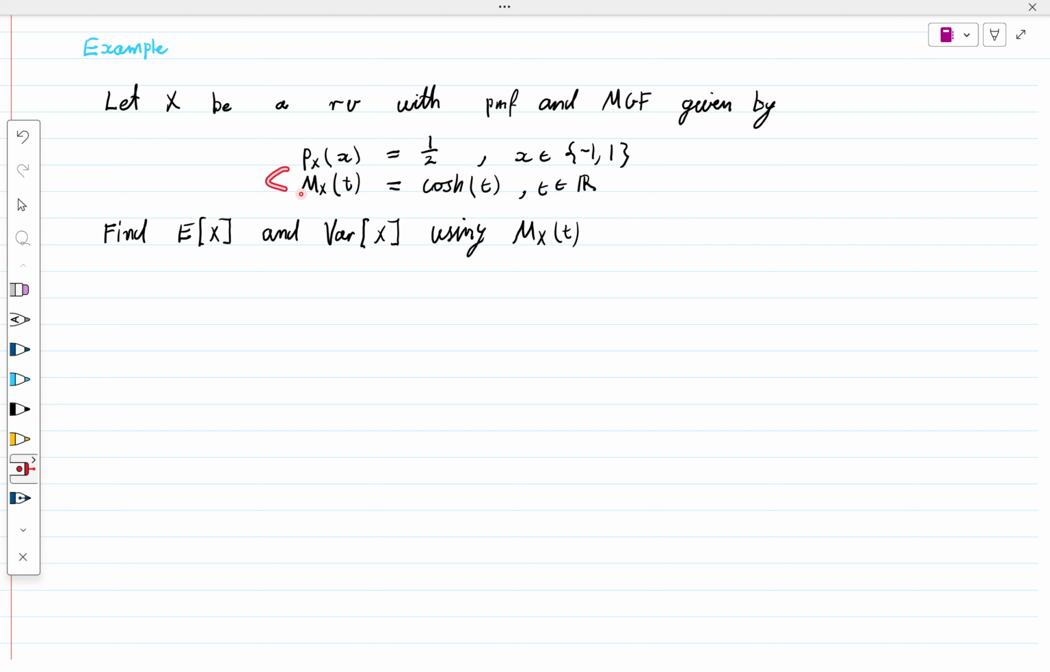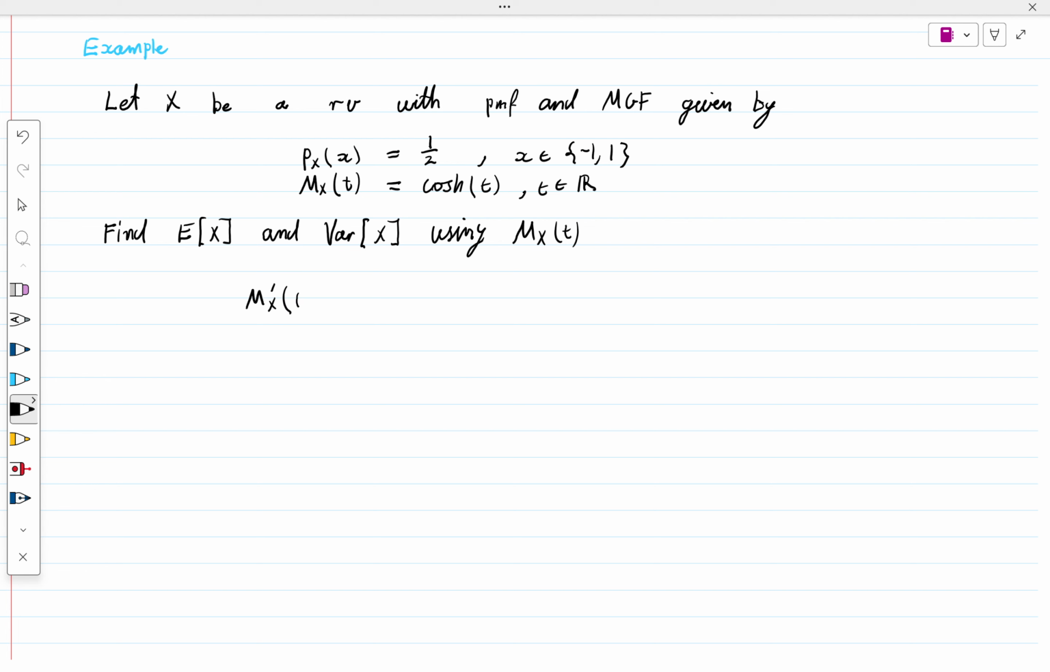And we actually found in that example that the moment generating function had the expression cosh of t, and t, of course, was an element of the real number line. So we could evaluate expectation and variance using the typical method of the definitions. But for now, let us instead try and use the moment generating function. So to do that, we're going to have to find derivatives. So here goes nothing. Let's start with the first derivative.